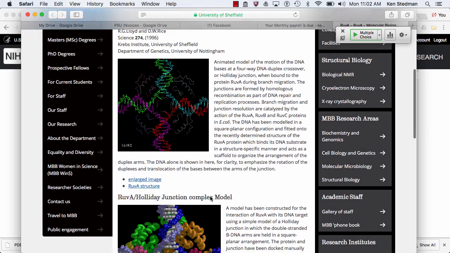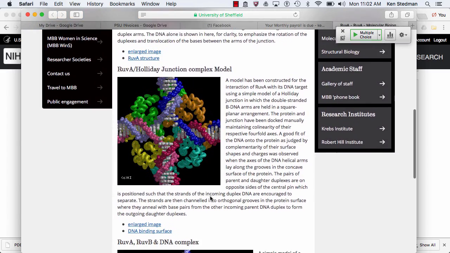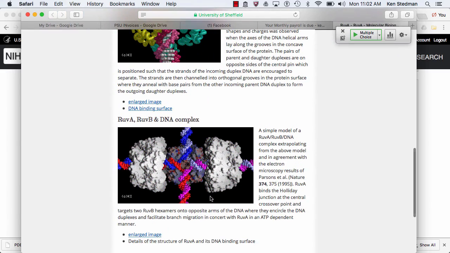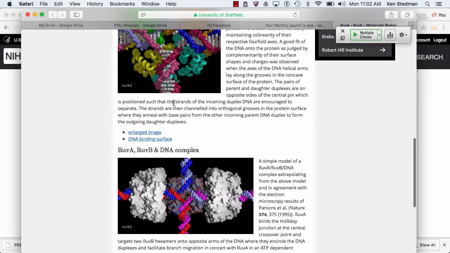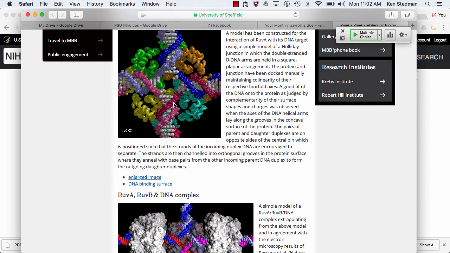So when you have one of these Holliday junctions, it can actually move back and forth on the DNA quite easily. And so here's another example of that. Here we have Holliday junction moving together with some of these DNA protein complexes, which allow that movement to take place.